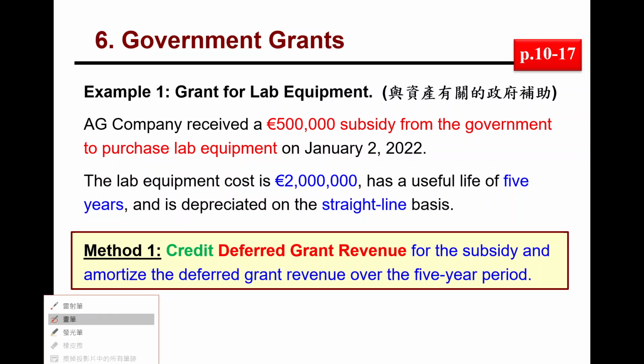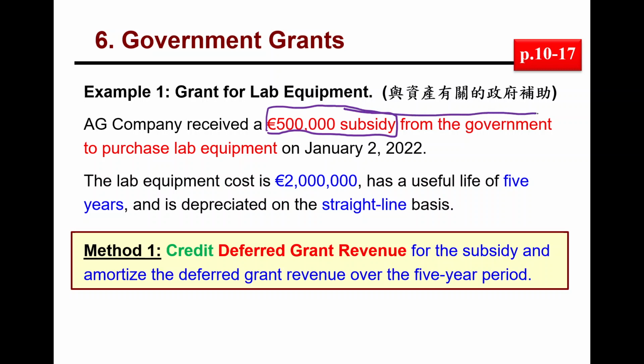The question is, your company got a $500,000 government grant. Okay, so $500,000 is the government grant you have to help you buy the equipment. The equipment usually costs $2 million, with a useful life of 5 years. We use the straight line method. So your first one, this is your government grant.